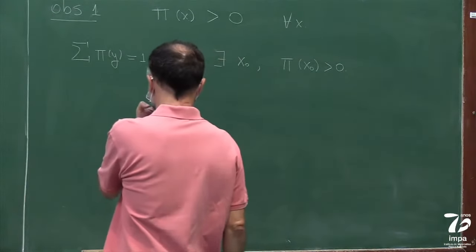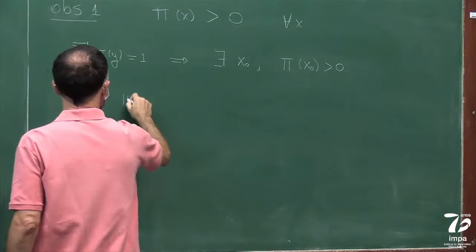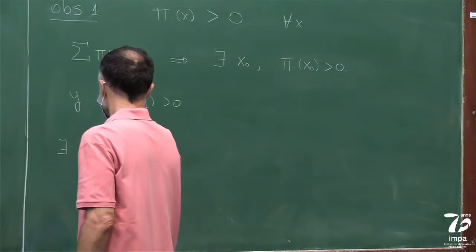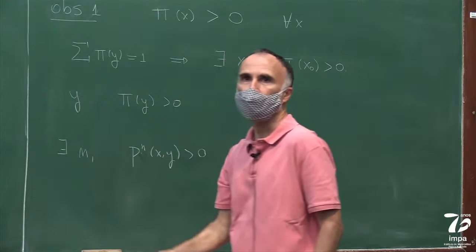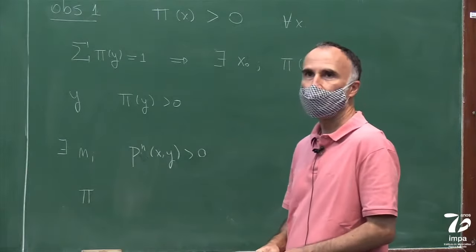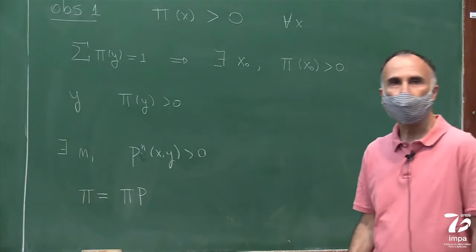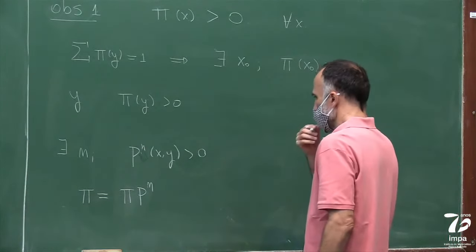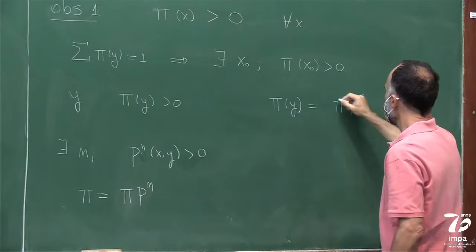Okay. Now, I fix y, and I want to show that pi of y is strictly positive. So for that y, I know that there exists n such that P^n(x,y) is strictly positive because my chain is irreducible. Well, I know that pi is equal to pi P, and by iterating this relation, I know that pi is equal to pi P to the power n. So now, this tells me that pi of y is equal to pi P^n of y.